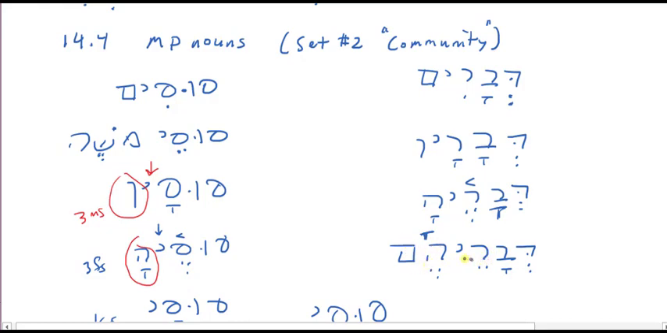I have re, which is open and pretonic. That's got to be long, and it's already long due to the sereyot here. But this is now open and propertonic. What will that kametz do in an open and propertonic situation? It will reduce to a vocal shava. And now I have this Red Rider problem where I've got two vocal shavas at the beginning of a word.